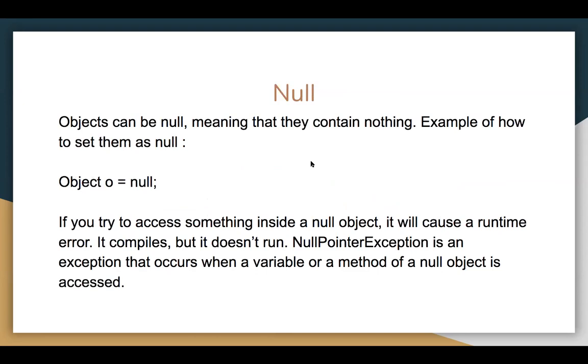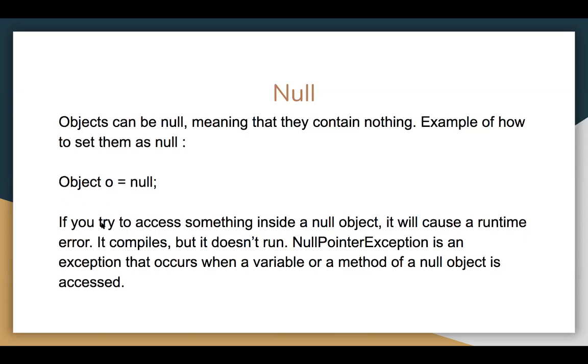Null. I think we're getting to the last few slides. So, okay, objects can be null, meaning that they contain nothing. You've probably heard the word null before. It just means nothing, empty, abandoned. Here's an example of how to set them as null. I think this should be self-explanatory, but yeah, you just write the keyword null and it will be set as null.